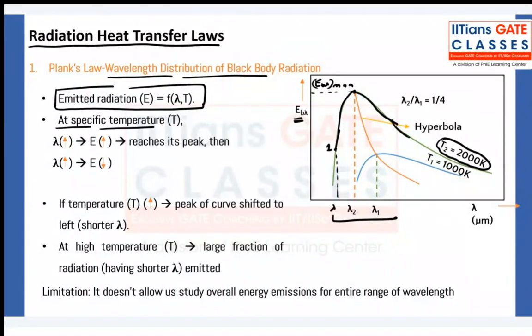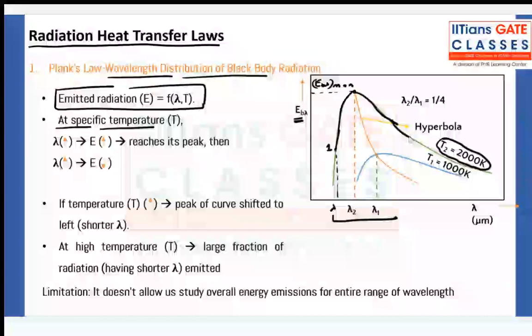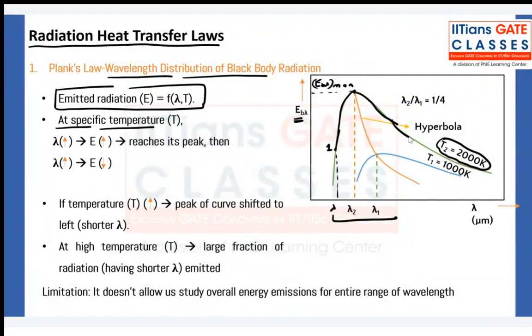Okay, so this is about one specific temperature. As I am increasing lambda, first of all, the emissive power is increasing, it is reaching a maximum, and then it is decreasing. Now, let's say I am decreasing the temperature, T1. Of course, the same thing will happen: first the emissive power is going to increase, reach a maximum, and then decrease. But at lower temperature, the peak will shift to the right.